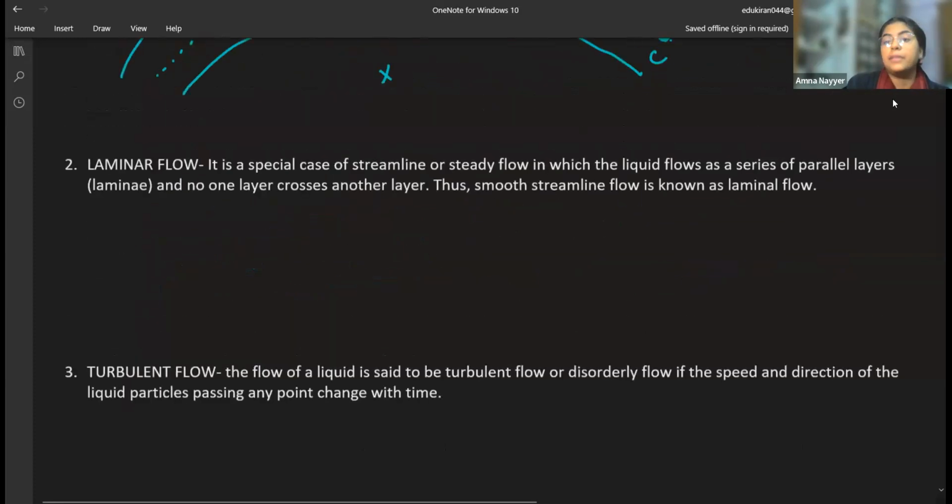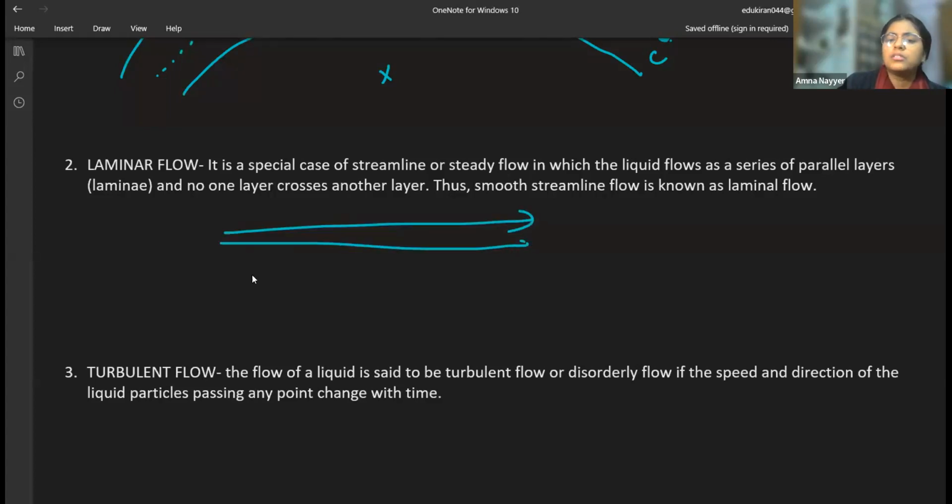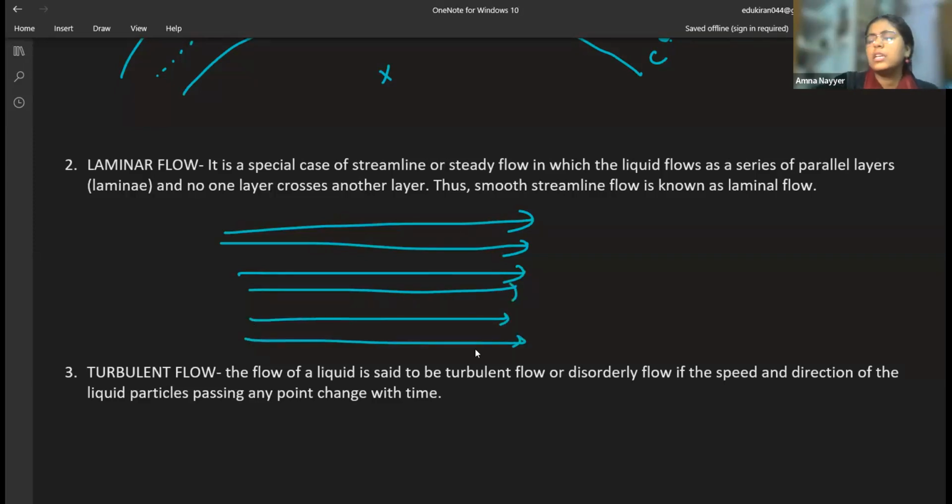Second flow is known as laminar flow. Laminar flow is a special type of streamline flow only, but there's a difference. It is a special case of streamline or steady flow in which the liquid flows as a series of parallel layers, that is laminar. The word laminar is only because of it. Like this, smooth, straight path. None of the layers are overlapping each other. Streamline flow could be curved, right? Because at a point it can happen. The layers do not cross each other.